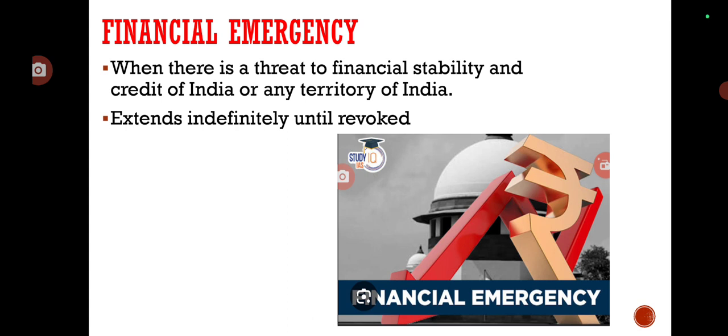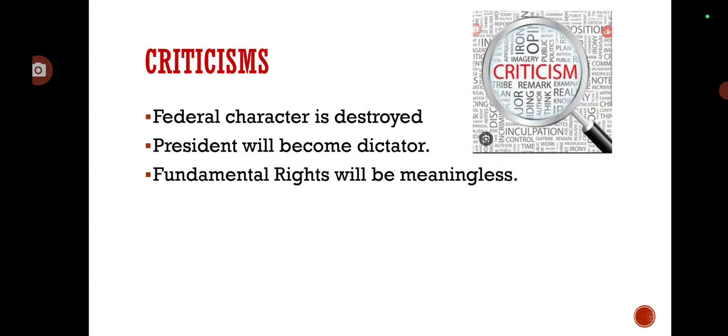There have been many criticisms of these emergencies. The first one is that the federal character is destroyed and the union will become more powerful. The president will become a dictator. The financial autonomy of states will be nullified, the fundamental rights will be meaningless, and the democratic foundation of the constitution will be destroyed.